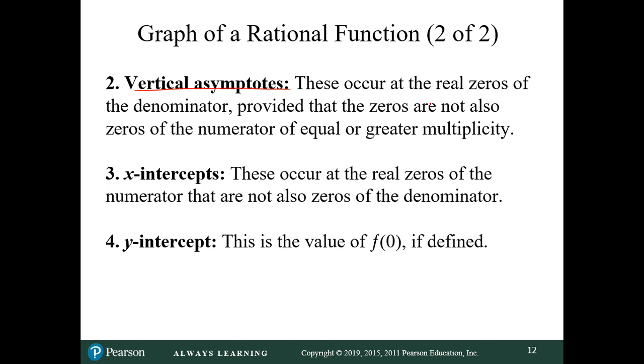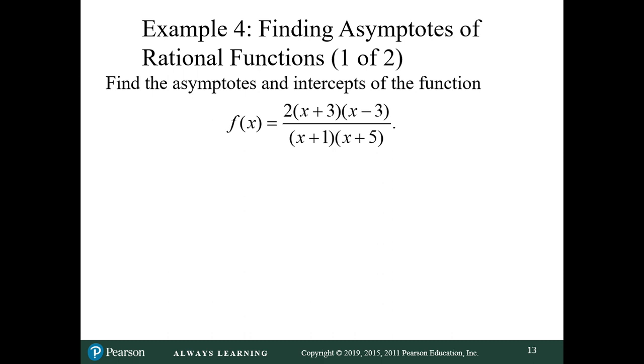Vertical asymptotes occur where the denominator equals 0. Okay, you cannot have 0 in the denominator, so that's why there's a vertical asymptote. X-intercepts will occur where the numerator is 0. Those are the x-intercepts. And the y-intercept, when you plug 0 in for x, then you find the y-intercept. And all that can help us when we're graphing.